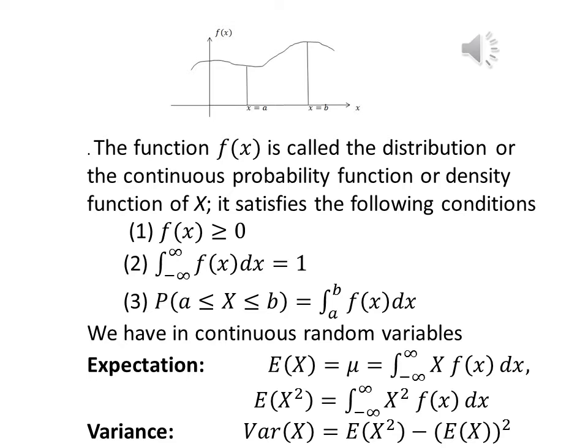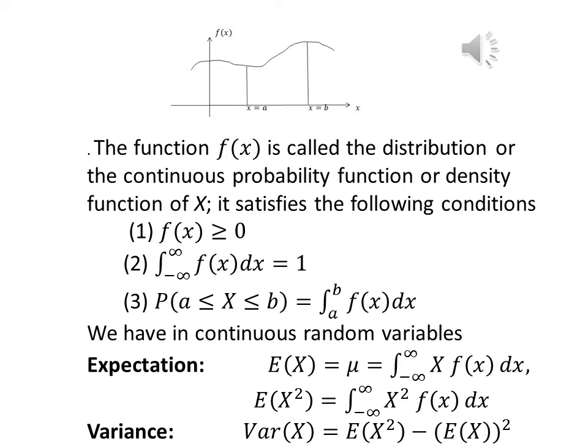See the difference between here and discrete. Discrete is summation. Continuous is integration. For discrete, the summation of probability p of x must be equal 1. Here is the integration. We have in continuous random variable also the expectation. The expectation value mu is equal to summation x f of x. Here for continuous is the integration for all domain of x f of x dx.